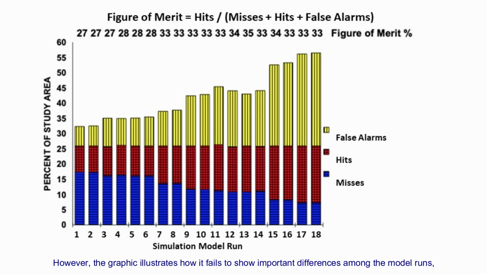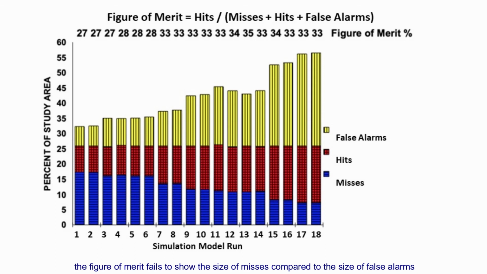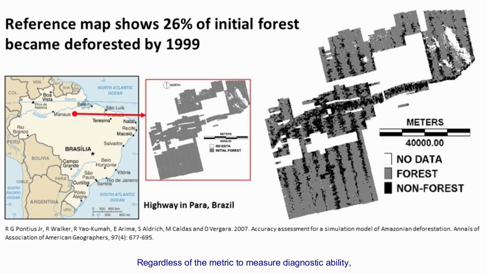However, the graphic illustrates how it fails to show important differences among the model runs. The figure of merit fails to show the size of misses compared to the size of false alarms, thus fails to show whether the model simulated more or less than the quantity of reference change.